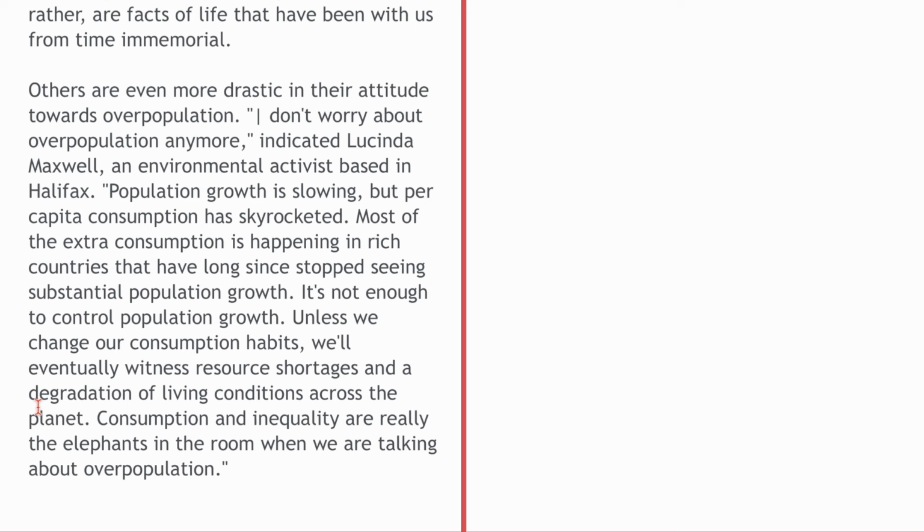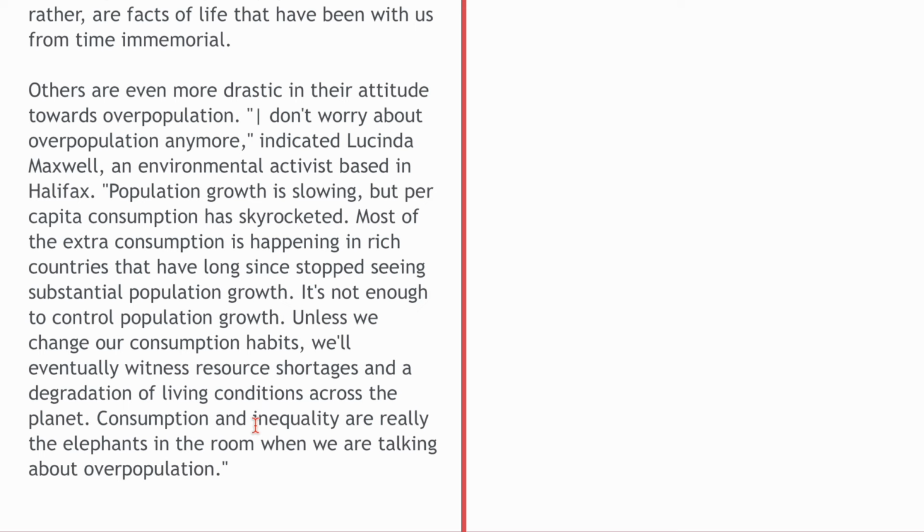So there you go. This is the reason why she doesn't worry about population growth. She says it's not about population control or population growth, because even with the current population, we need to change our consumption habits. So it's about consumption, because if we keep on consuming the way we do, we will have resource shortages. Interesting.